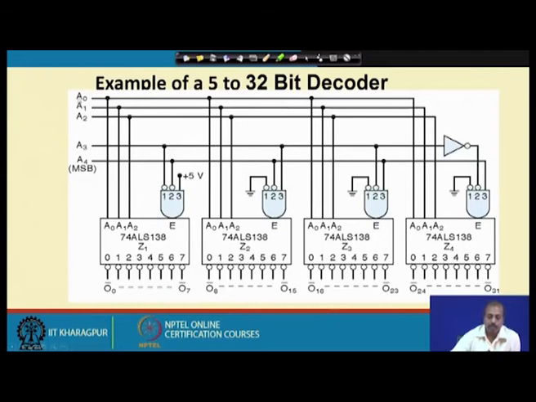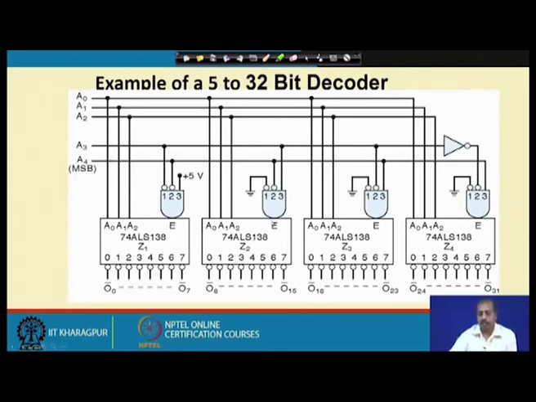Now, what is required is that if all of A0, A1, A2, A3, A4 are 0, in that case only O0 bar should be low and all the outputs till O31 bar should be high. Now, how to do that? A0, A1, A2 is fed here. For the enable lines, we connect A3 and A4, and the E3 line is tied to high. So, this decoder will be active when A3 equal to 0 and A4 equal to 0.